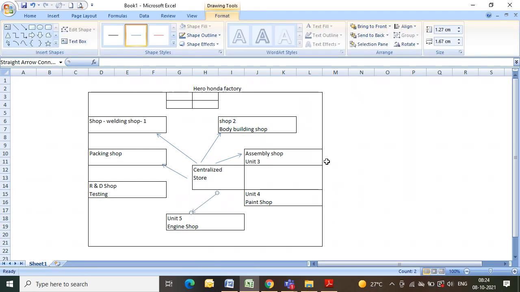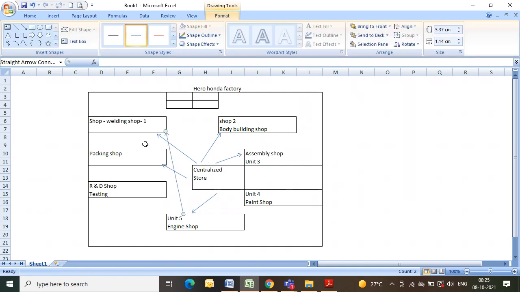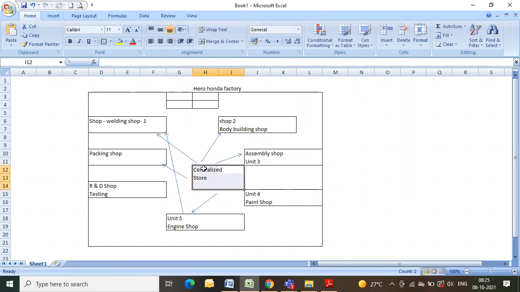Similarly, there is a possibility that the engine shop has some extra material which is needed by the paint shop. So sometimes the departments can also make transfers between departments. So this is an assembly concept where a complete factory works, and each department or each unit is linked, but the major component is the centralized store. This centralized store supplies all the materials to all the units.